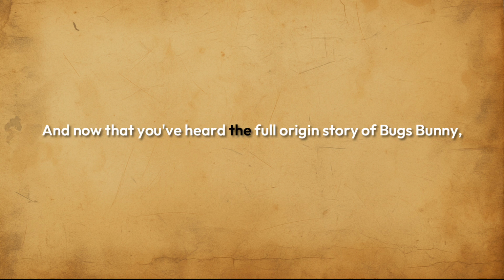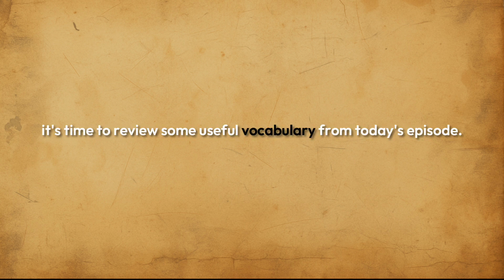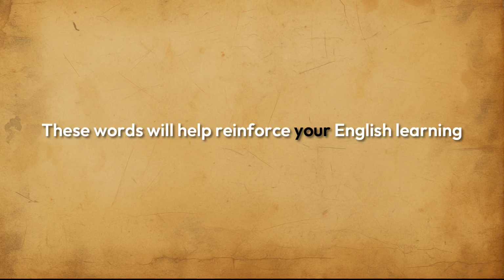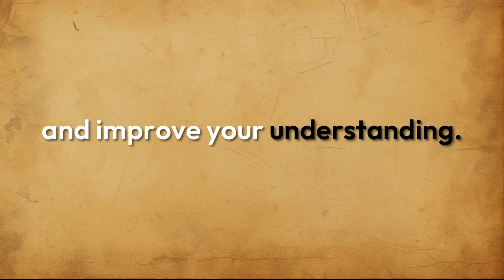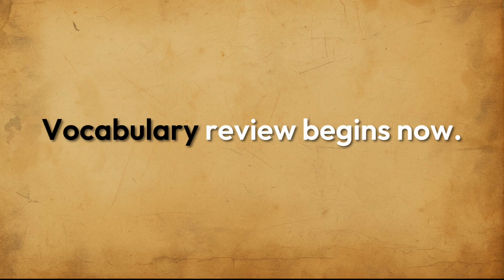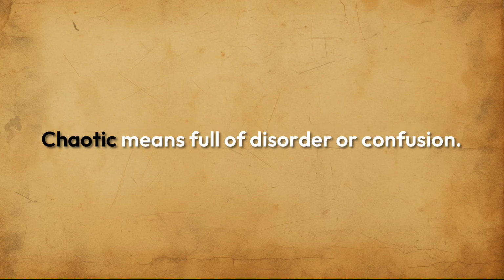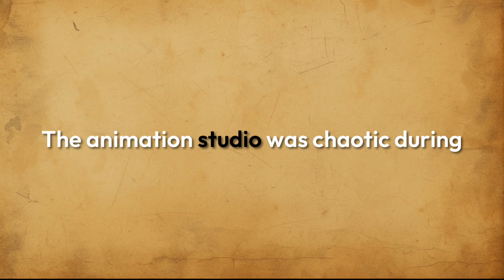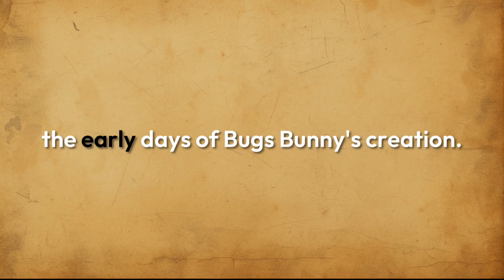And now that you've heard the full origin story of Bugs Bunny, it's time to review some useful vocabulary from today's episode. These words will help reinforce your English learning and improve your understanding. Vocabulary review begins now. Chaotic means full of disorder or confusion. The animation studio was chaotic during the early days of Bugs Bunny's creation.